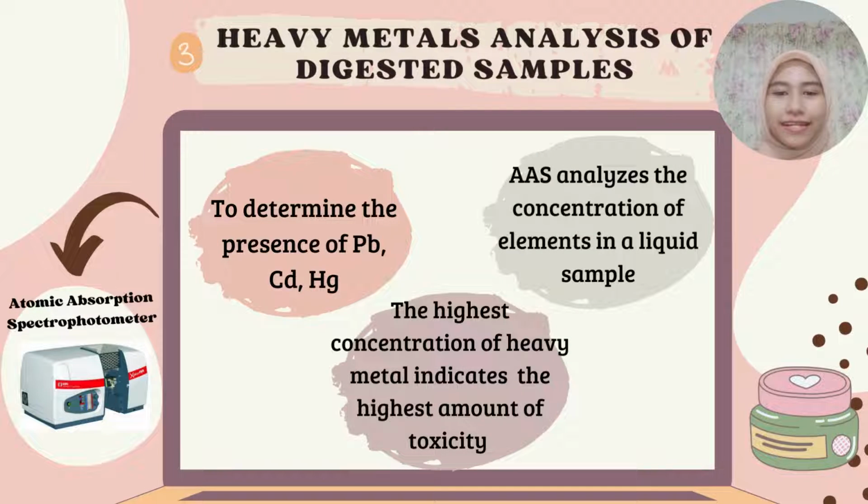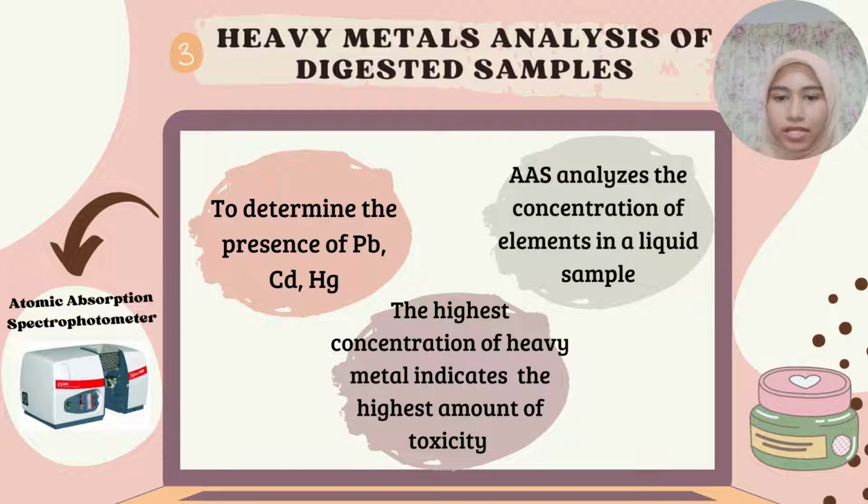The last part is an analysis of heavy metals of the digested samples. The purpose of doing this is to determine the presence of heavy metals such as lead, cadmium, and mercury by using AAS, which is Atomic Absorption Spectrophotometer. AAS analyzes the concentrations of elements in a liquid sample based on the energy absorbed from certain wavelengths of light.